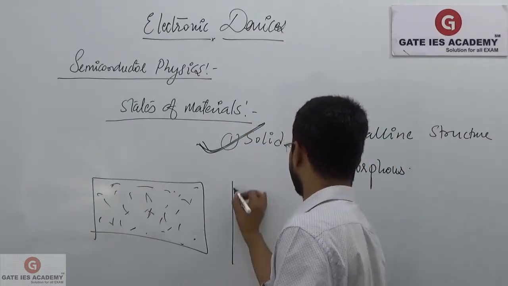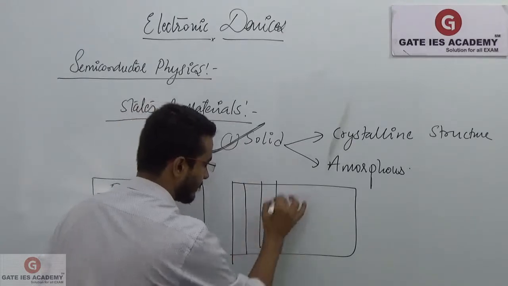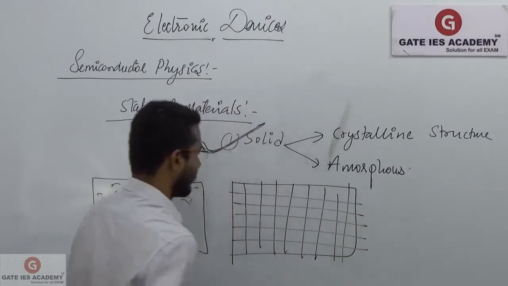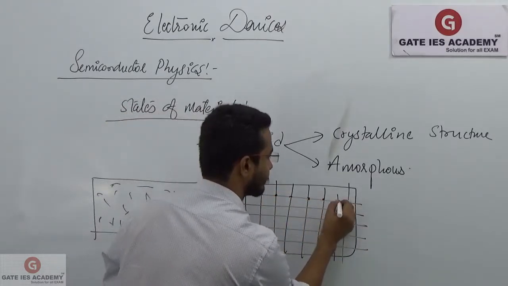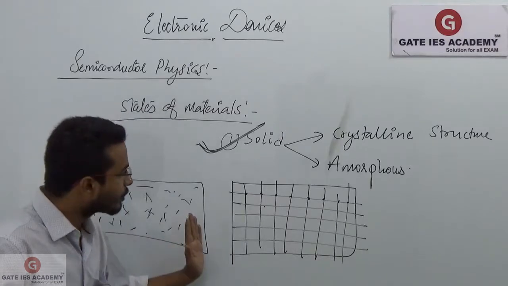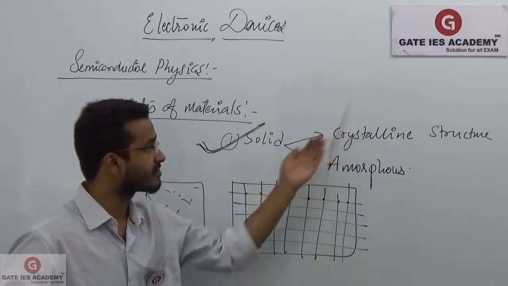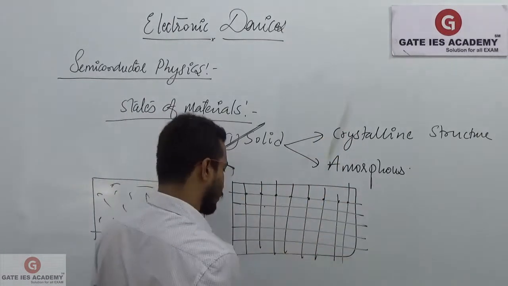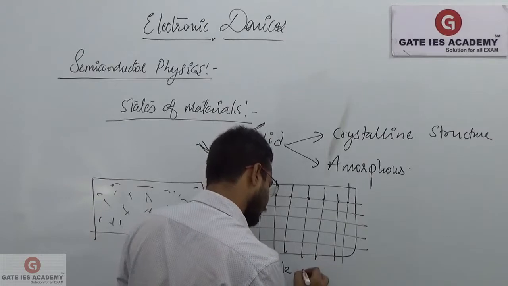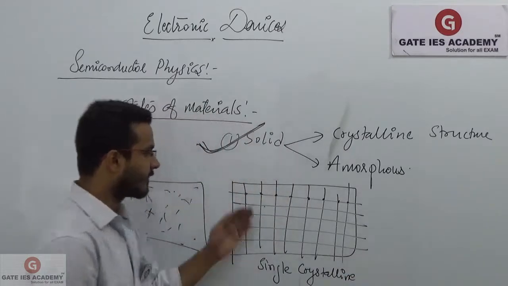Now the next thing is, I'm having a solid. Here also the packing density is very high. But this time, an atom cannot sit here randomly. At each and every place, the atom can exist here. So throughout the crystal, my atomic structure is the same. My crystalline structure is the same. So this type of crystalline structure is known as single crystalline. It is a single crystalline structure.